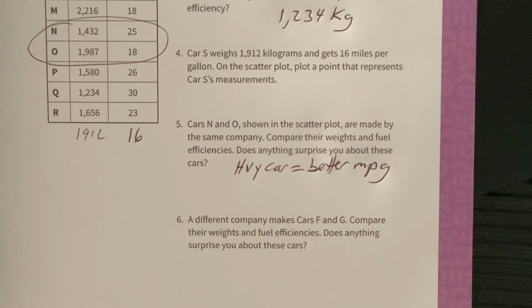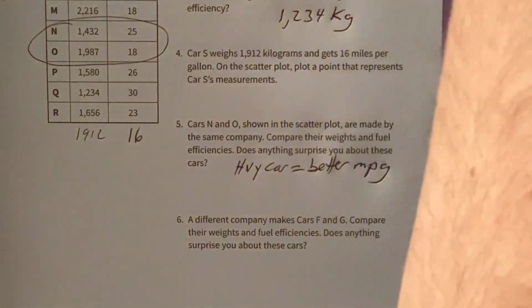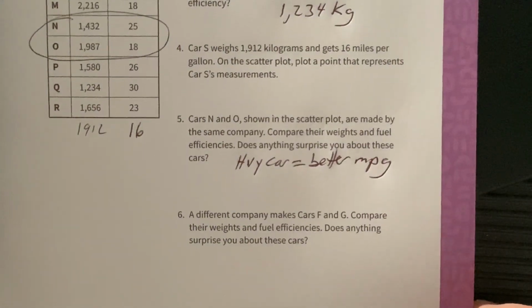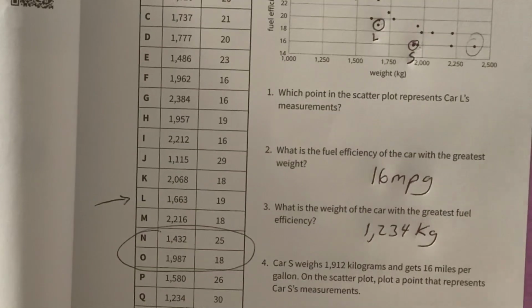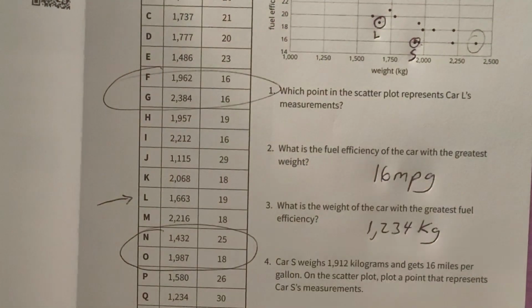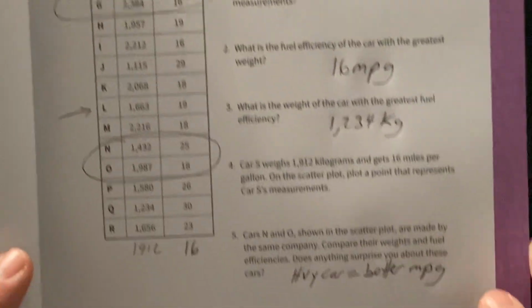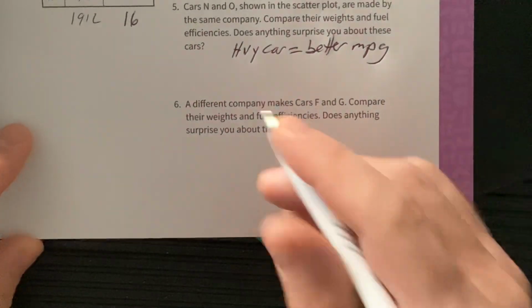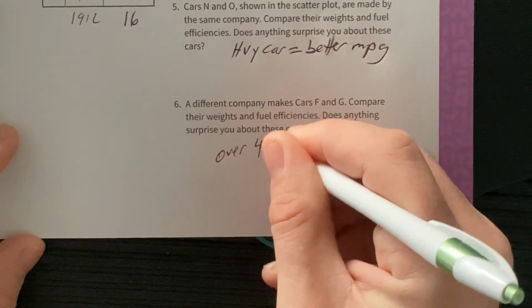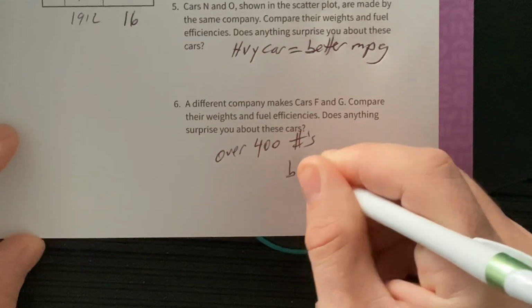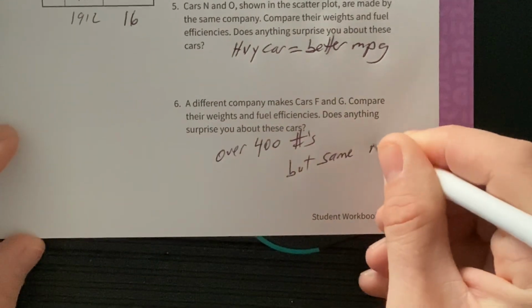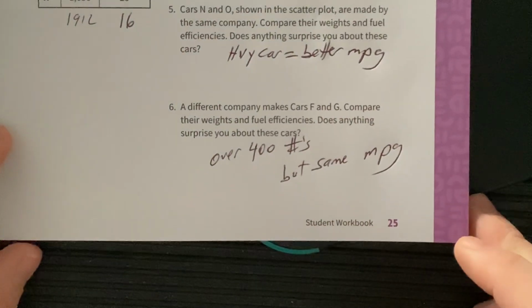Okay, I want you to look at cars F and G, same type of thing. Anything surprise you there? Somebody other than Sienna needs an answer here. Cars F and G. What surprises you with those? Go ahead. Yeah, I mean, they're over 400 pounds difference. But same fuel efficiency. Same miles per gallon.